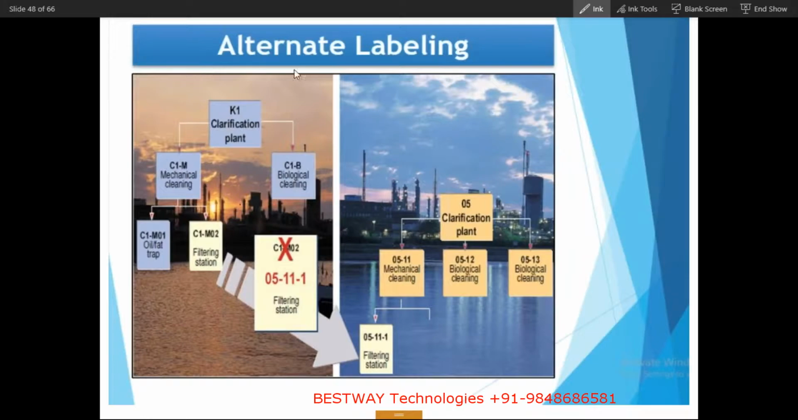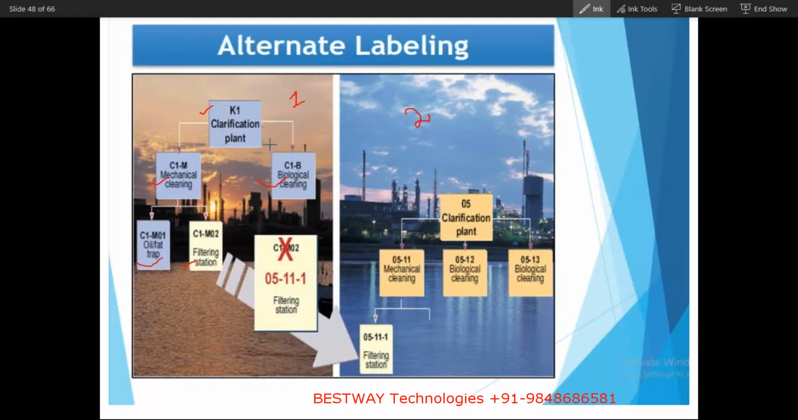Now we'll see alternative labeling. What is meant by this alternative? Suppose in your function location, see here, this is a kind of hierarchical function location. This is a top level K1, and this is having mechanical and biological cleanings. Under the mechanical cleaning, we have some oil kind of function location, filtration kind of function location. Now in this one function, they had to replace it. So we have two: this is plant one, unit one, and this is unit two.